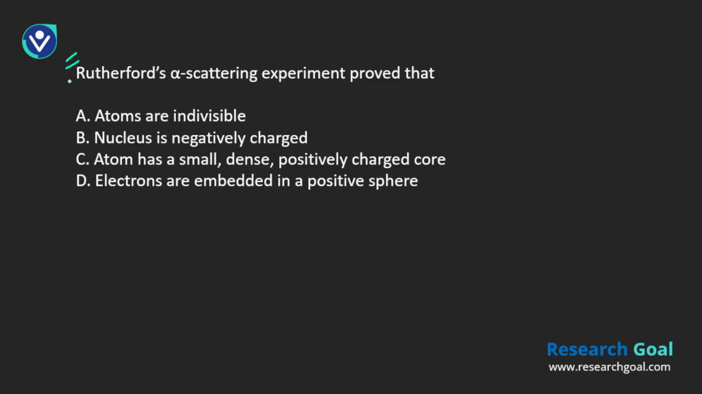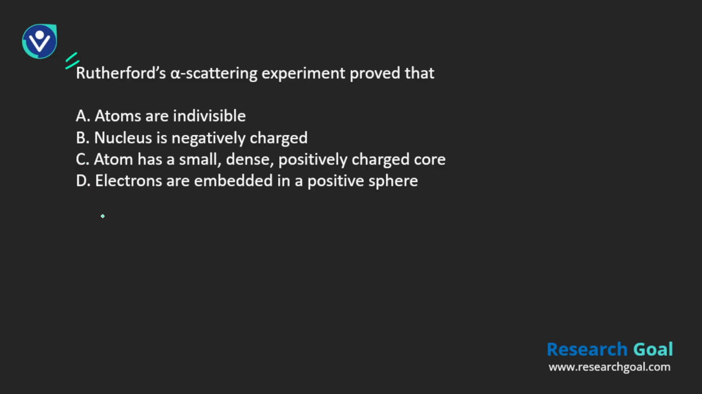Coming to the next question: Rutherford's alpha scattering experiment proved that, I hope you remember that experiment. Option A, atoms are indivisible. Next, the nucleus is negatively charged. C, the atom has a small, dense, positively charged core. D, electrons are embedded in a positive sphere. I hope you're able to pick the correct option.